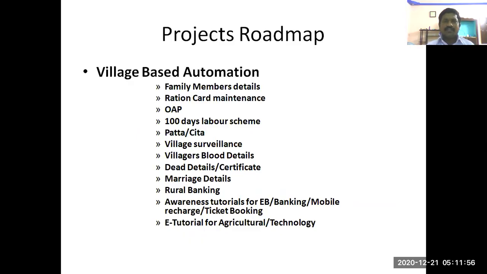Then the project roadmap within the village. We are coming from a village. Within our village, we can develop a small project in the following categories: family member details, ration card maintenance details, OAP, 100 days labor scheme, Patta Chitta, village surveillance, village blood details, death details and certificates, marriage details, rural banking, awareness tutorials for EB, banking, mobile recharge, ticket bookings, e-tutorial for agriculture and technology. These are the many project titles we can choose from our own village and develop the software.